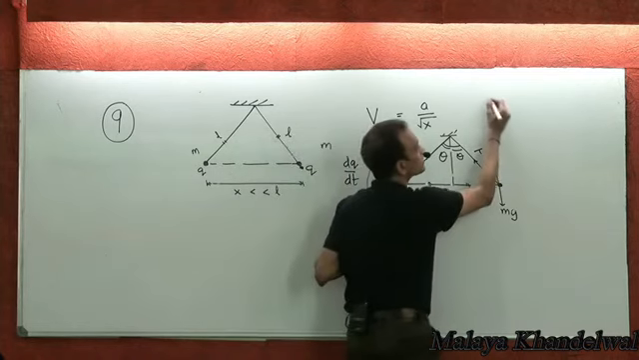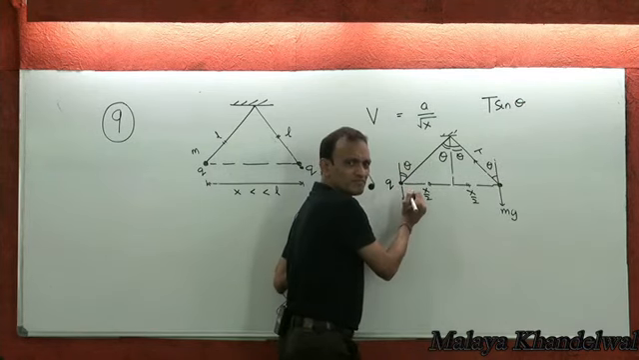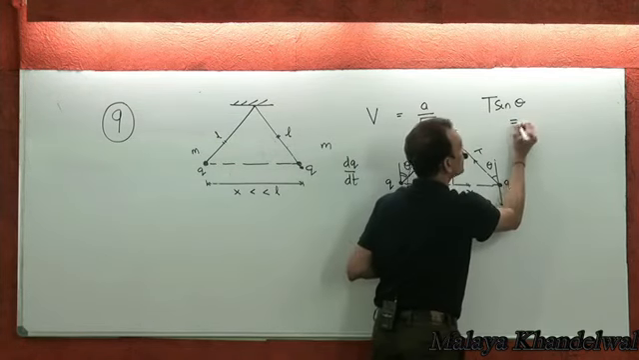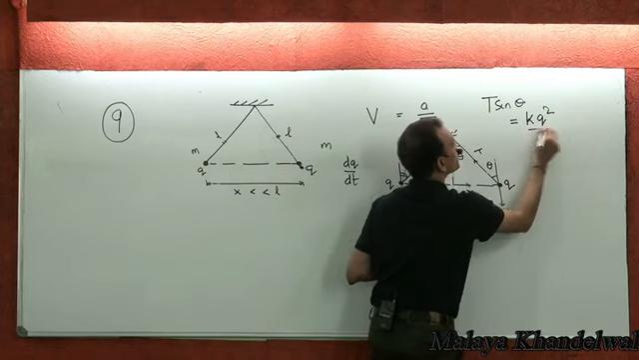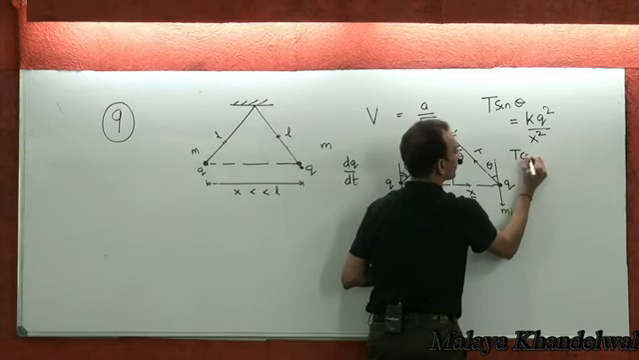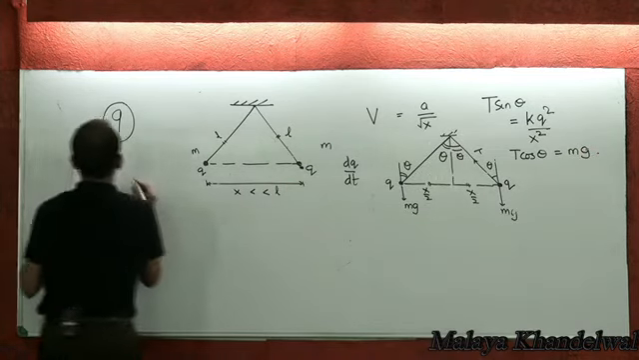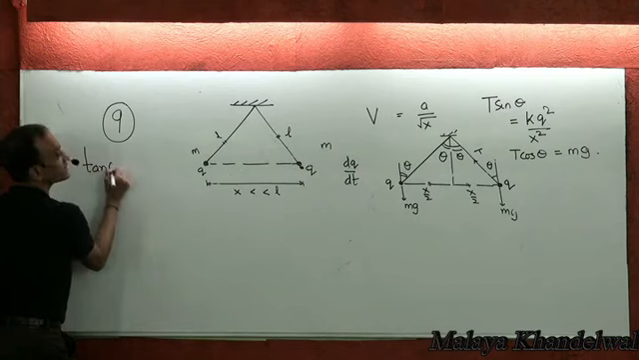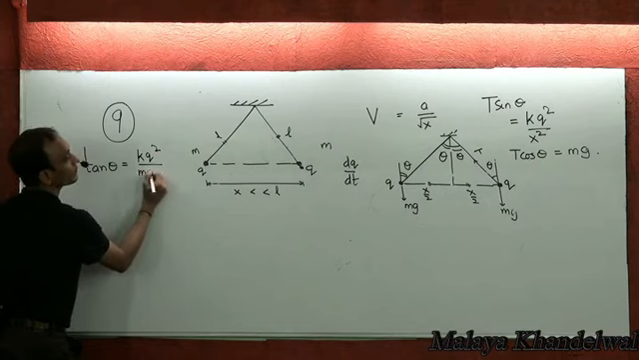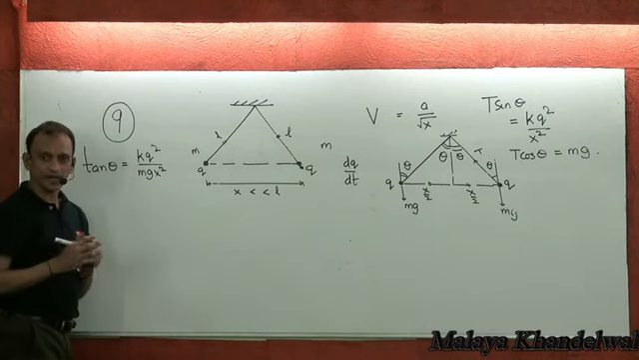So T sine theta, if q is the charge on each one of them, is kq squared by x squared. And T cos theta takes care of weight, which means the equilibrium is given by theta such that tan theta is kq squared by mg x squared.